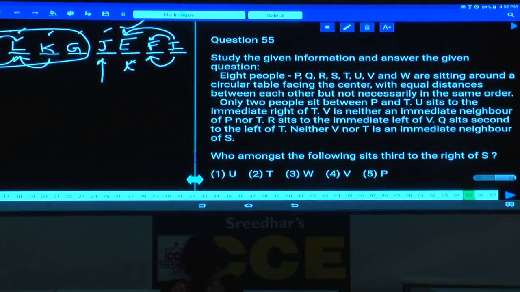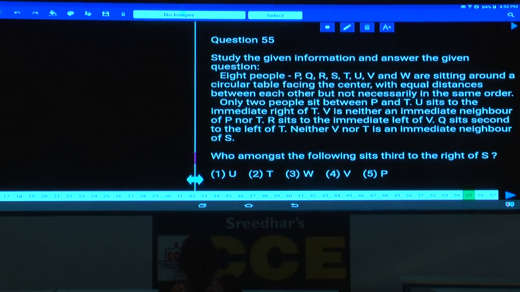Then question number 55. Now 55 onwards, these questions are based on circular arrangement. How many persons are there in this circular arrangement? 8 persons. And who are those 8 persons? P, Q, R, S, T, U, V and W are seated around a circular table, and these persons are facing the center, with equal distance between each other but not necessarily in the same order. Now these are the 8 persons, 1, 2, 3, 4, 5, 6, 7, 8.